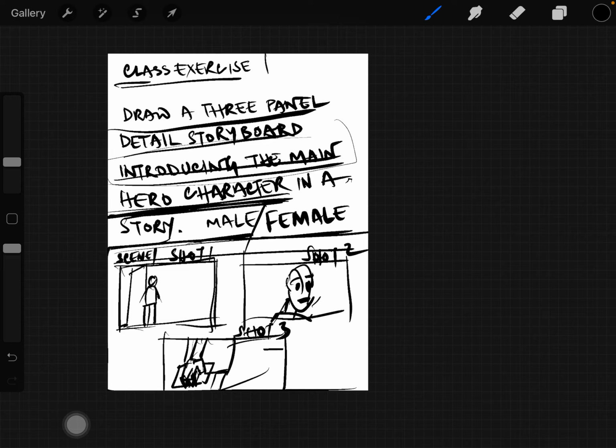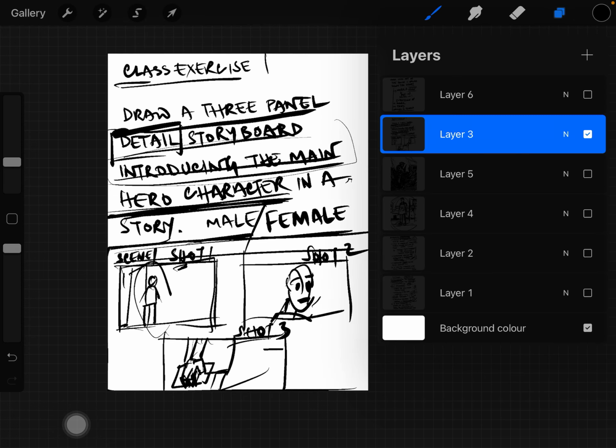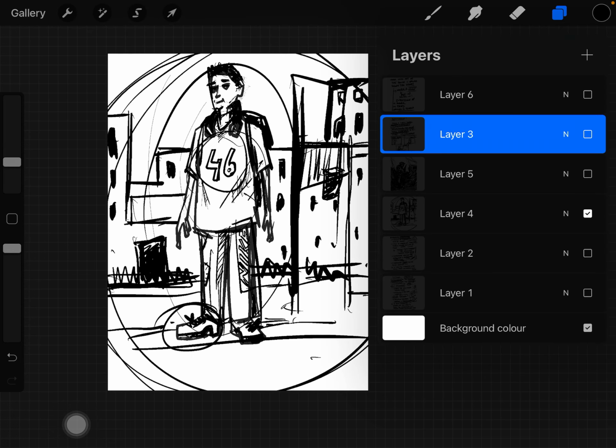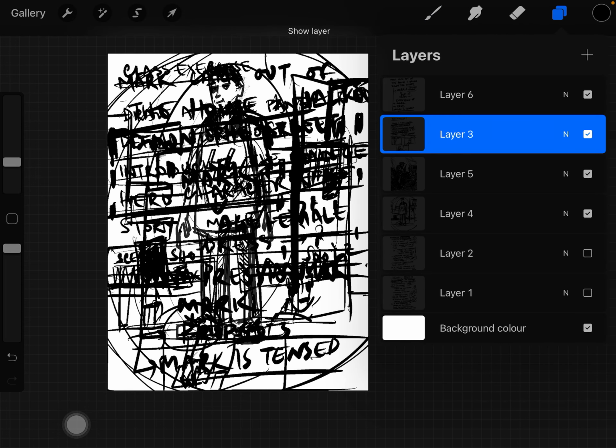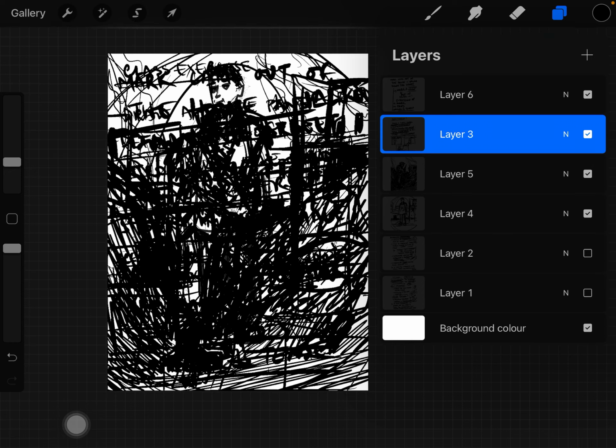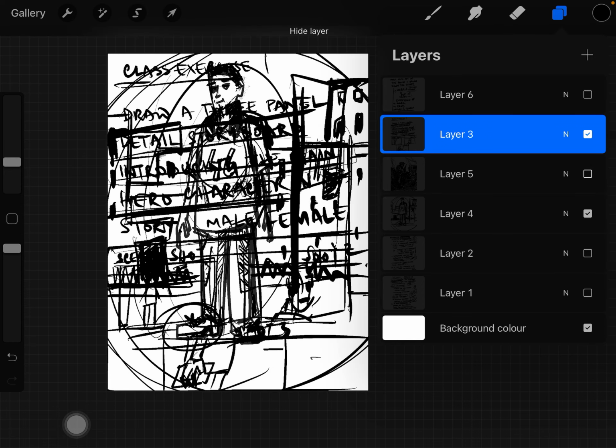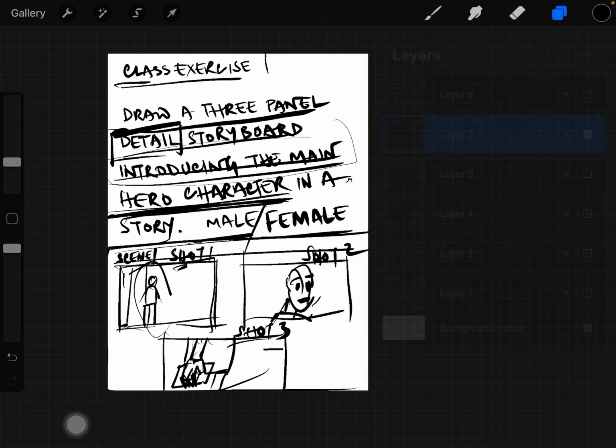Got it? A 3-panel detailed storyboard, and the background needs to be detailed, the character needs to be in detail. I just have shown you by drawing how it can be detailed. All right. Detailed storyboard introducing the main character. All right, so do it. Use today's class remaining time.